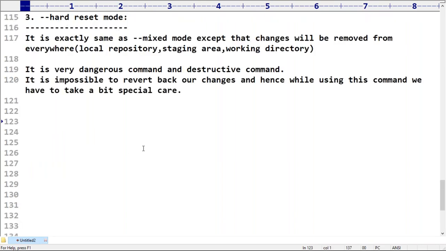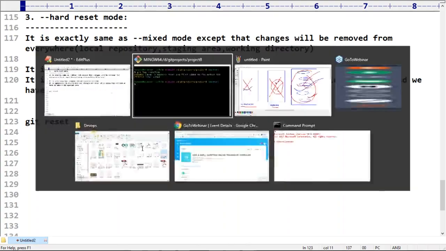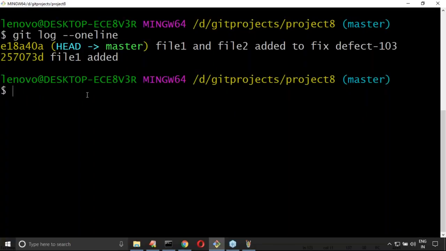Sir, theoretically okay, can you please show practically what I have to take with git reset? Let me create one more file. One minute. Echo first line in file 4 into file 4.txt.